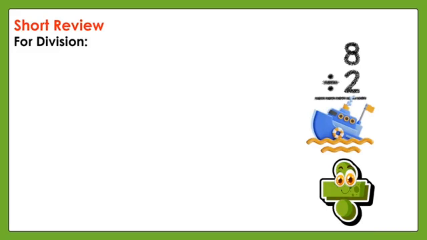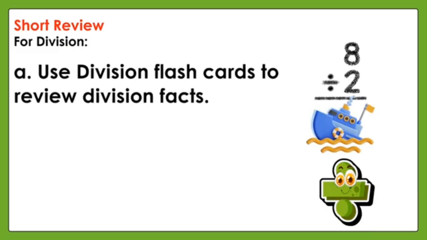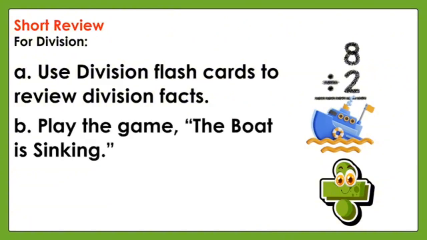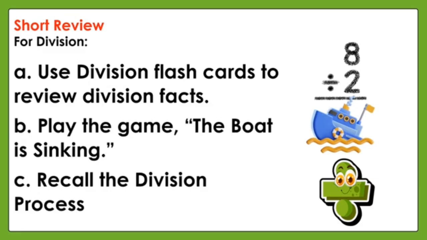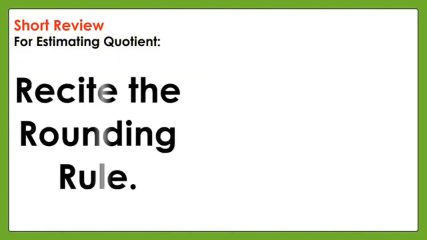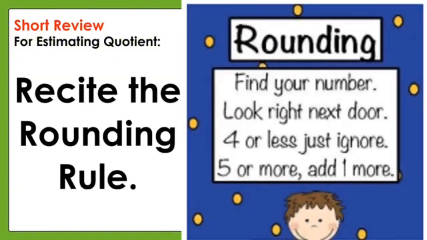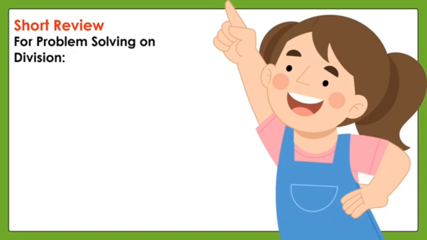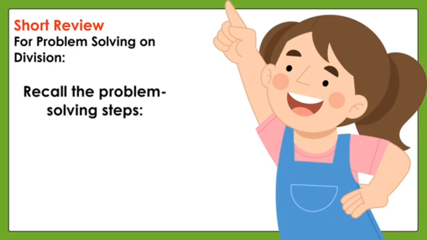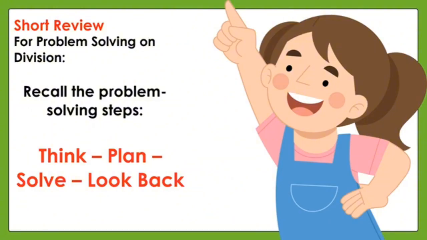Let's have first a short review. For division, use division flashcards to review division facts, or play the game "The Boat Is Sinking," or recall the division process. For estimating quotient, recite the rounding rule. Rounding: find your number, look right next door, 4 or less, just ignore, 5 or more, add 1 more. For problem solving on division, recall the problem solving steps. Think, plan, solve, and look back.